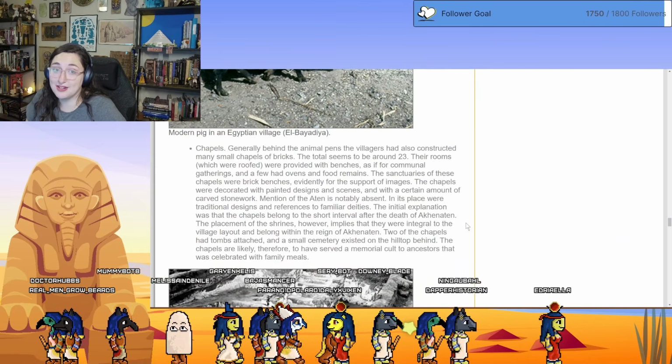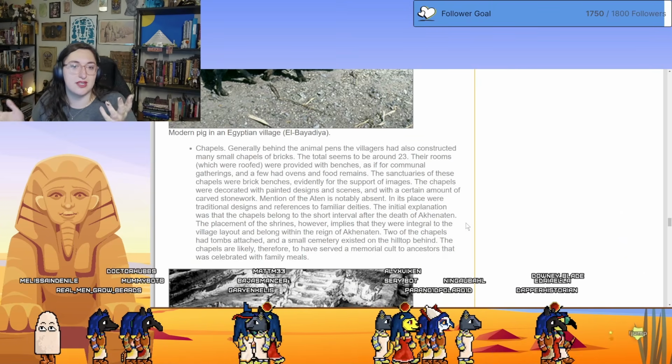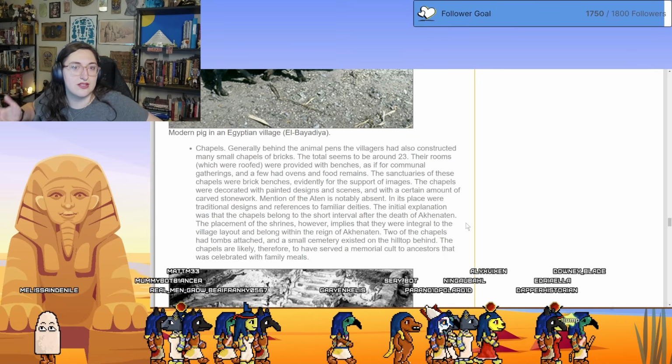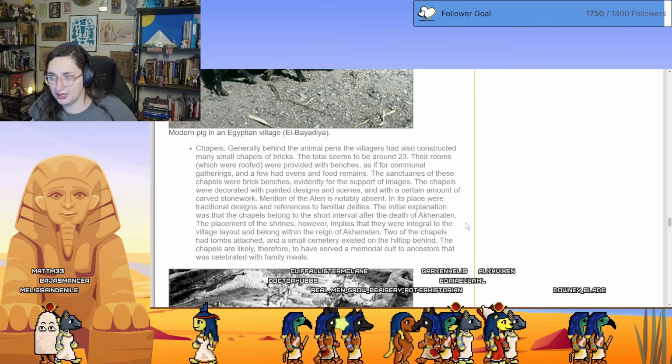All right, now here's the chapels. This is where it gets real interesting, because everything else is like, this is a normal city. Like everything else, this is all the stuff that is normally in some place like this. But this is where it gets interesting, especially for the Amarna period.